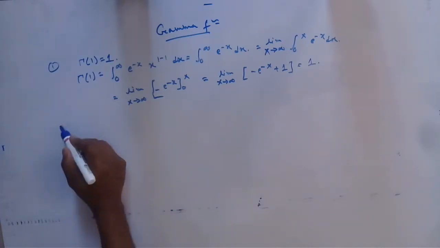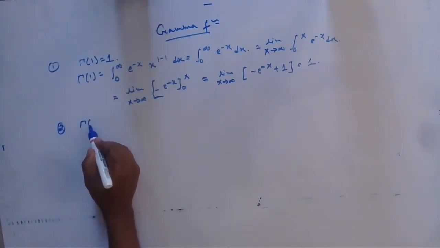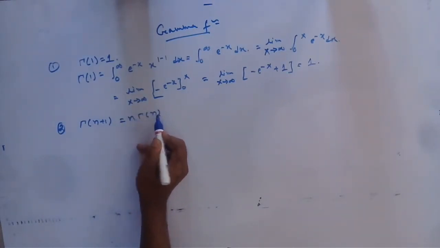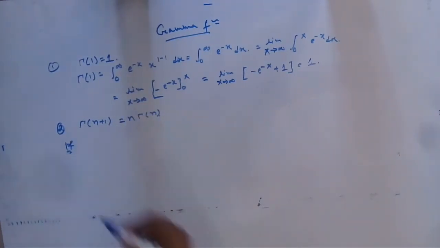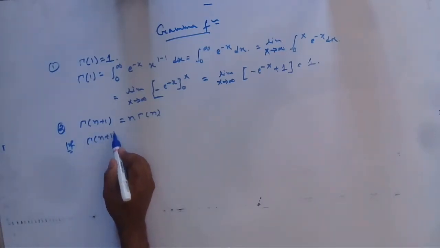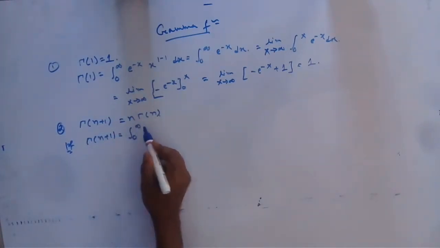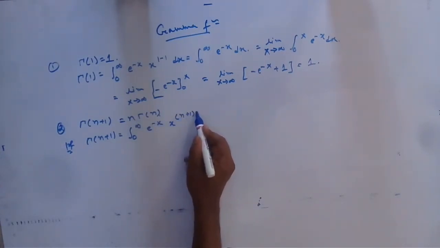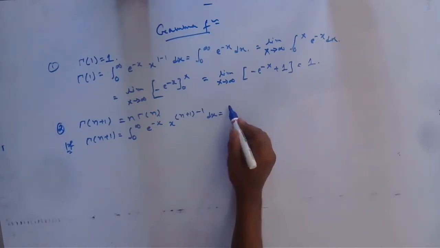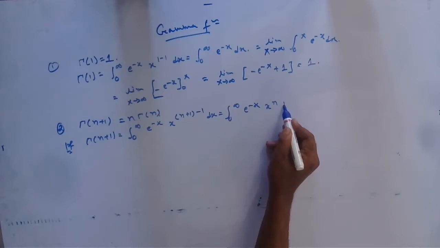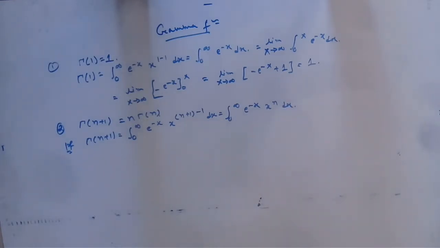Next, property number 2: gamma of n plus 1 equal to n gamma n. Now by definition of gamma function, we can write gamma n plus 1 equal to integration 0 to infinity e to the power minus x, x to the power n plus 1 minus 1 dx, that is integration 0 to infinity e to the power minus x, x to the power n dx.